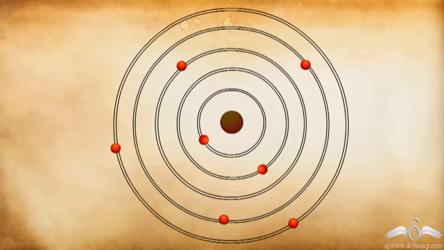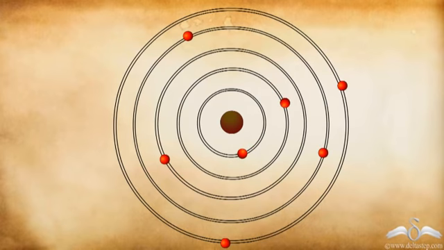According to Niels Bohr's model, the electrons revolve around the nucleus in definite orbits. They revolve in these definite orbits in which they do not radiate energy. So only particular orbits are allowed in which the electrons can revolve without losing energy.